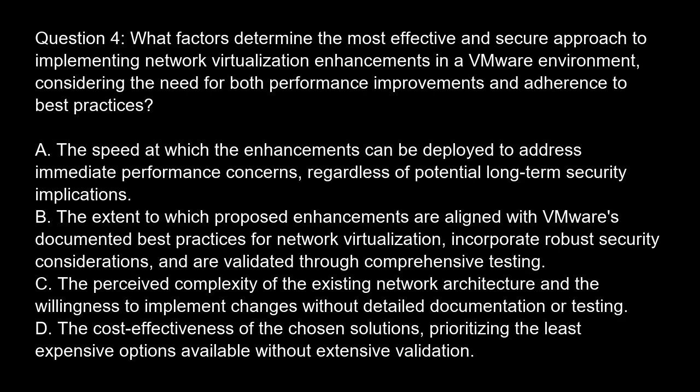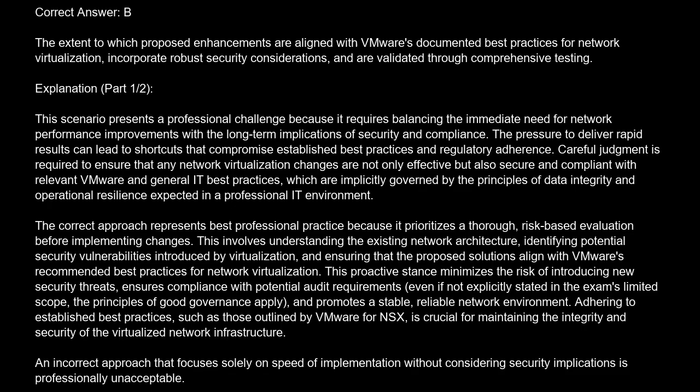Option C. The perceived complexity of the existing network architecture and the willingness to implement changes without detailed documentation or testing. Option D. The cost-effectiveness of the chosen solutions, prioritizing the least expensive options available without extensive validation. The correct answer is B. The extent to which proposed enhancements are aligned with VMware's documented best practices for network virtualization, incorporate robust security considerations, and are validated through comprehensive testing.